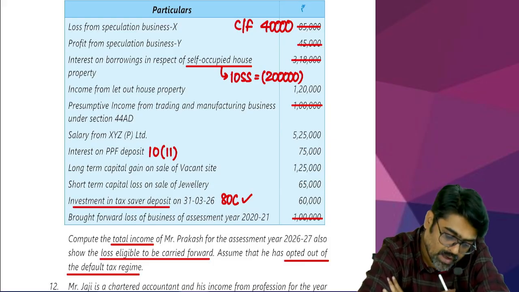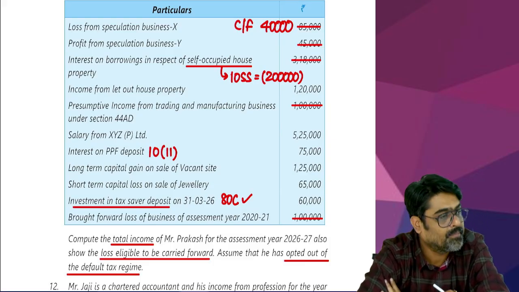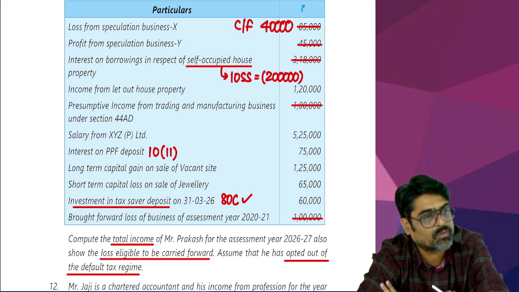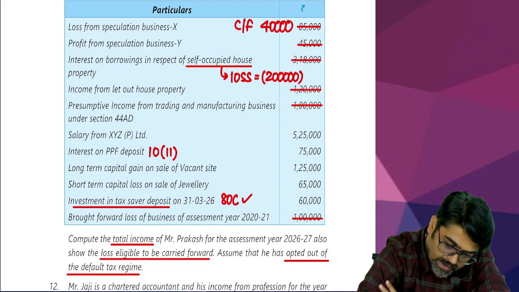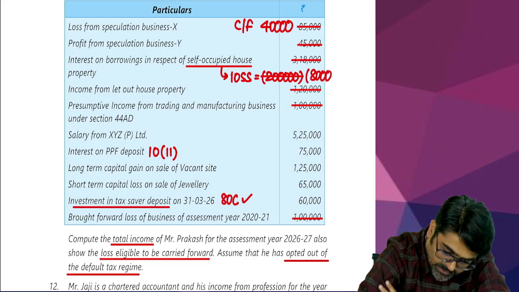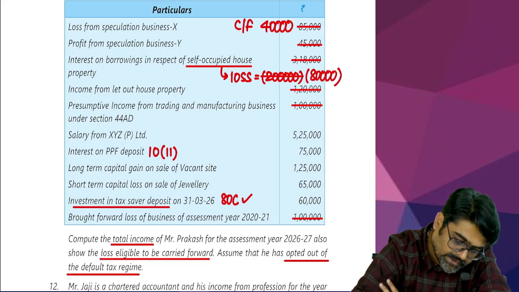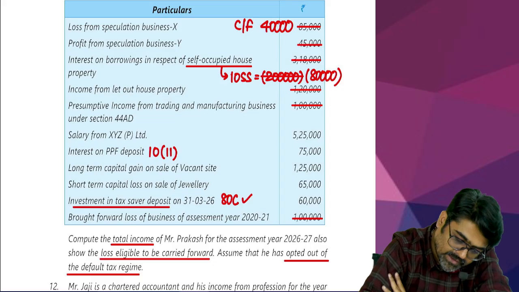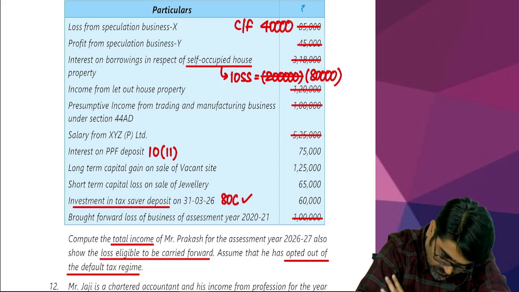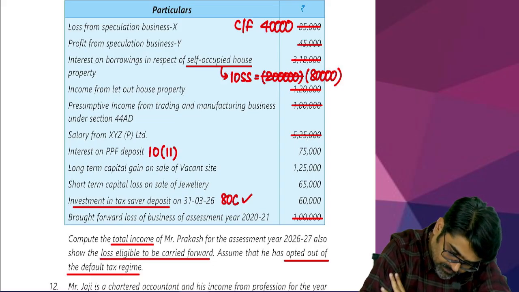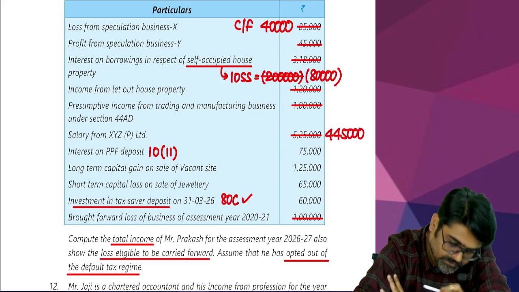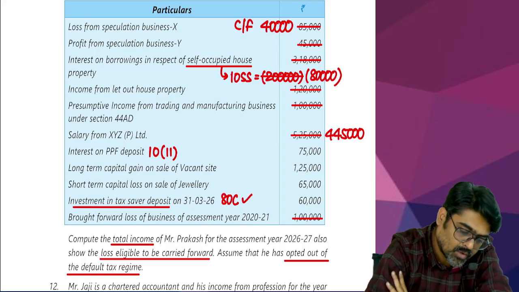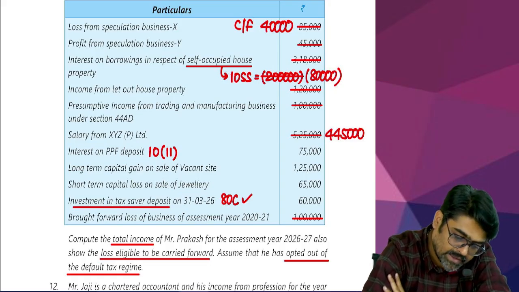And do you have let out house property? Against the income of the let out house property, can you set off your loss? So this 1,20,000 will go away and this 2 lakh will become 80,000. So 80,000 loss of house property is still remaining. Can you set off this against your salary income? How much salary income you are having? Set off 4 lakh. Understanding? So now tell me, loss from speculation business you will directly carry forward.